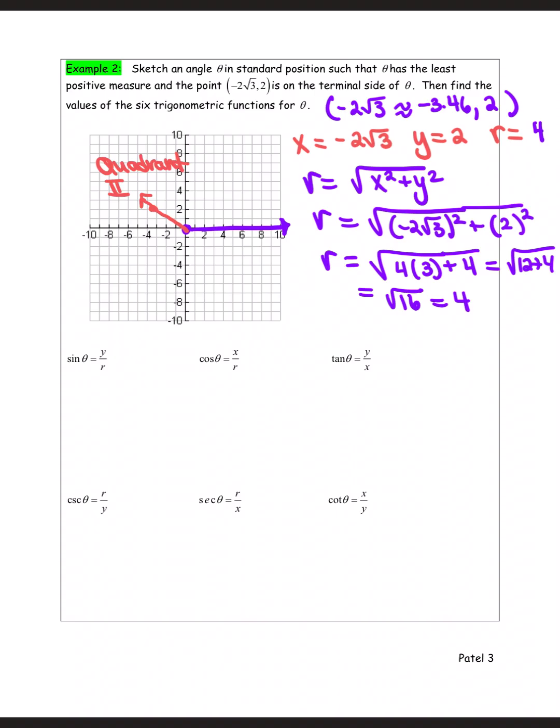So sine of theta is y over r. So y is 2, r is 4, simplifying that to 1/2. So we know cosecant of theta is the reciprocal of that, which is 2 over 1, or simply 2.